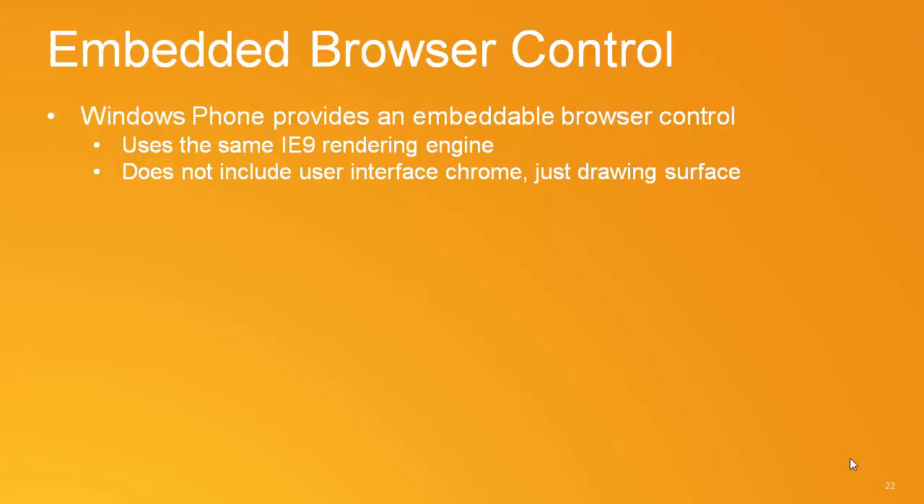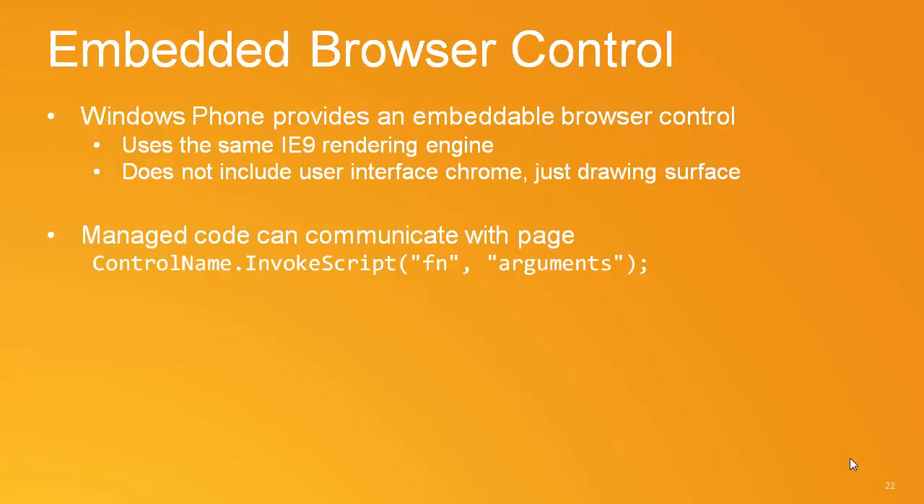The Windows Phone provides an embeddable browser control. It uses the same IE9 rendering engine. It means that all of the goodness that you just saw is going to be available for you in your applications, and it doesn't include the user interface chrome. It's just a drawing interface. That means that you can put in whatever you want, and you can do whatever you want with it and improve the experience. Also, you can have access to interact with it through managed code.